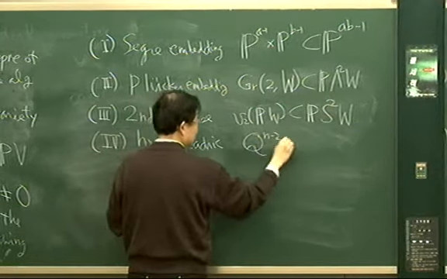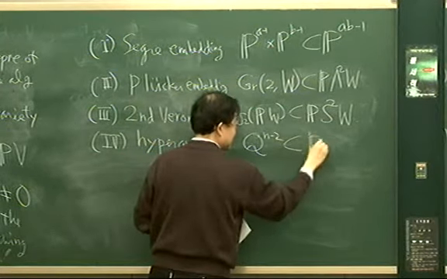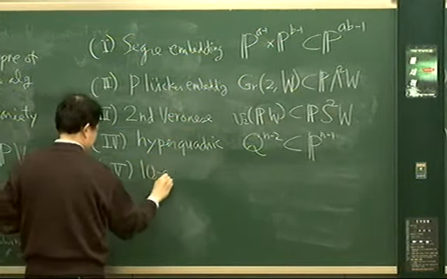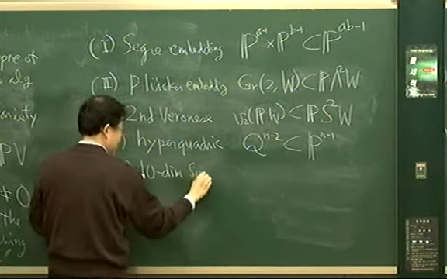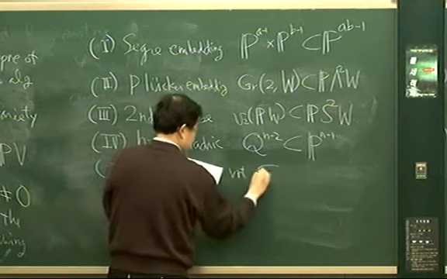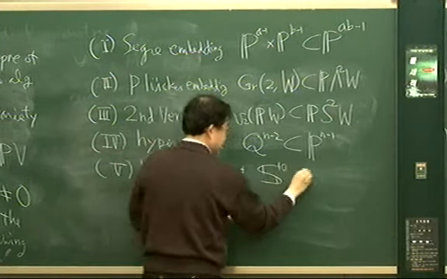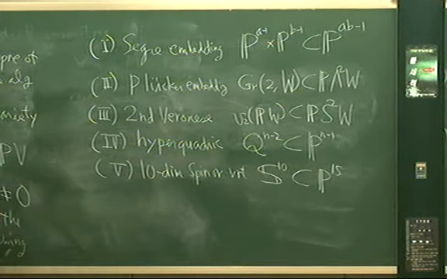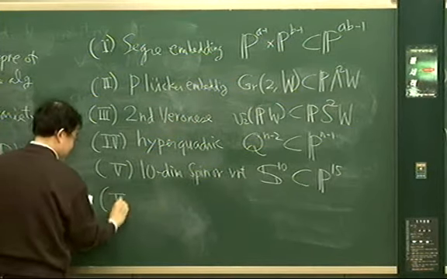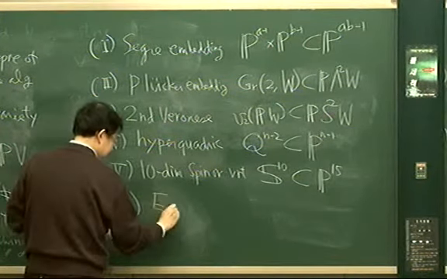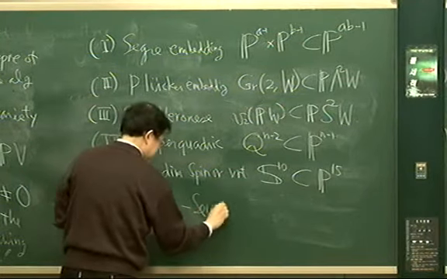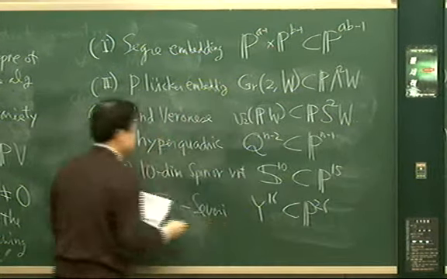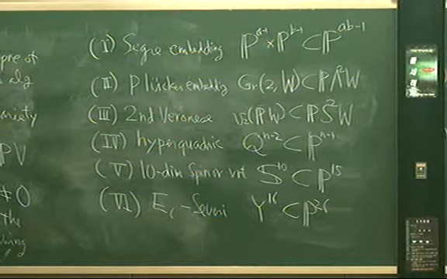An n minus 2 dimensional quadric hypersurface inside P^(n-1), and the spinor variety, the highest weight orbit of the spin representation of SO(10), and this is E6, and their subvarieties. So these six are the only highest weight varieties.